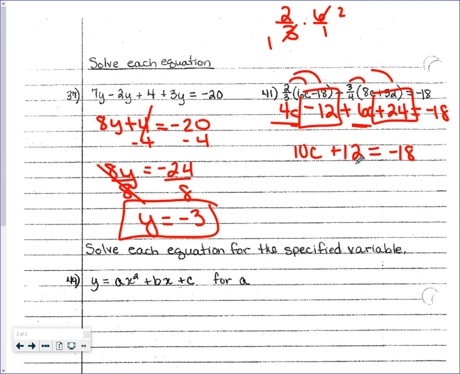So how do I undo a positive 12? Subtract 12. That makes 0, right? And what I do to one side, I have to do to the other. So I'm left with 10C equals negative 30. Now the 10 is in the way. It's being multiplied by C. So to undo multiplication, we have to divide. So C equals negative 3.